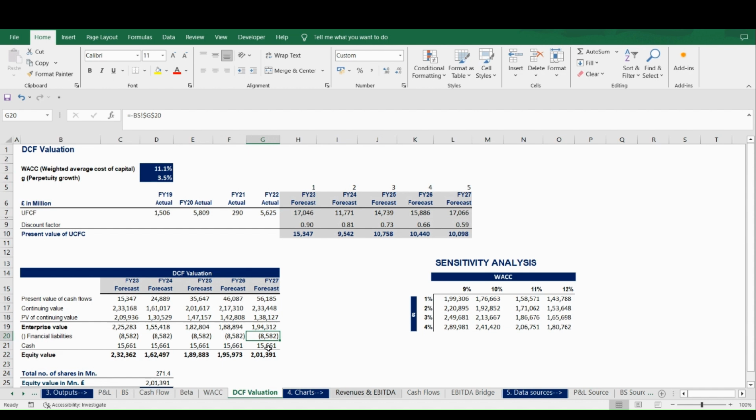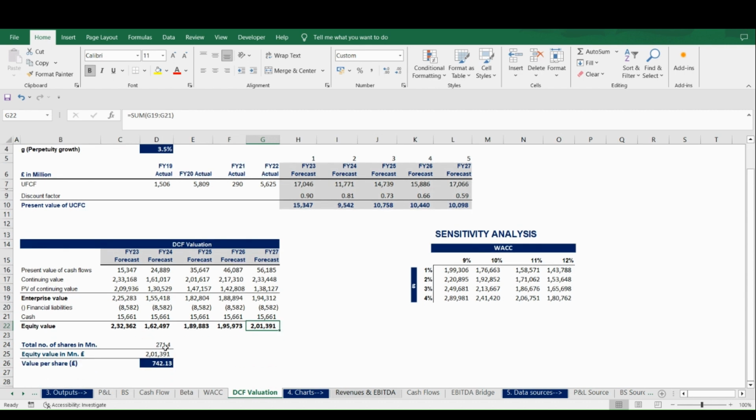Herein we have liabilities for the company in the last year and the cash that is available. So for equity, we are finding the equity value. We deduct the liabilities that we have from the sum of enterprise value and cash that we have got on the balance sheet. This gets us the equity value. Here we have the total number of shares that are present, and we divide the equity value by the number of shares, and that's how we get the value per share of the company.